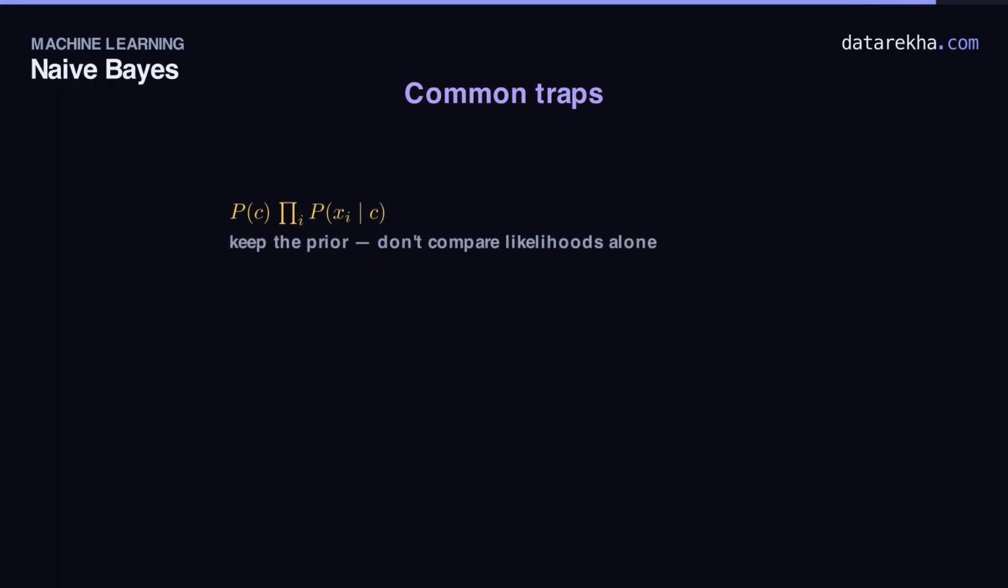Trap 1. Dropping the prior. Compare the whole score, prior times likelihoods, not the likelihood product on its own. With imbalanced classes, the prior can decide the answer by itself. Trap 2. Mixing up the independence. The naive assumption is independence given the class. It does not claim the features are independent in the population at large. Free and money are plainly linked overall.